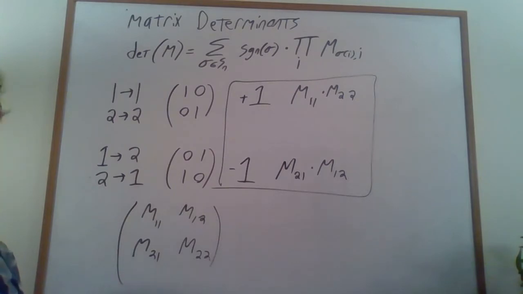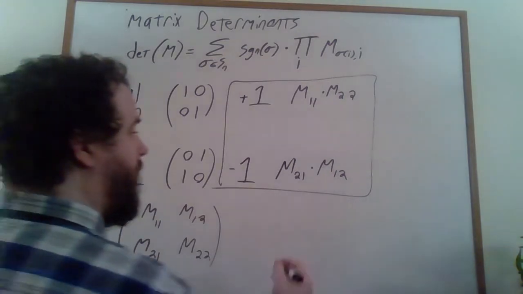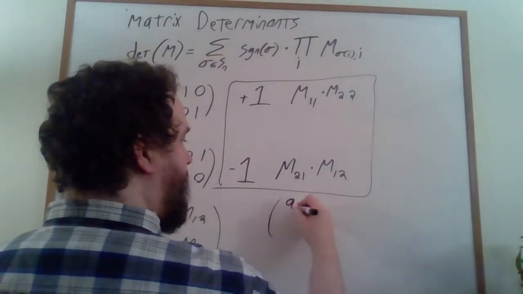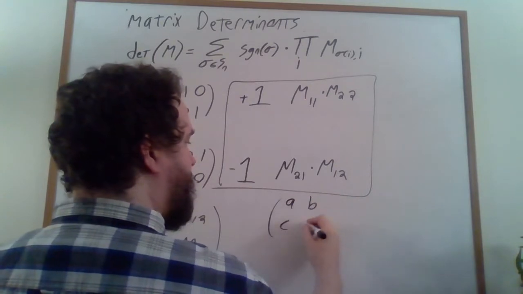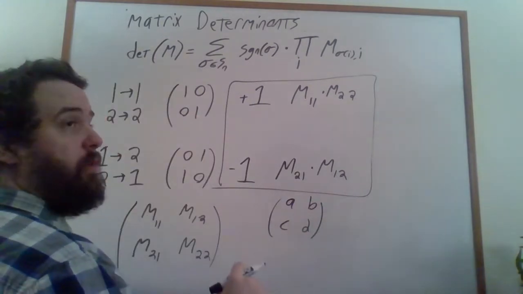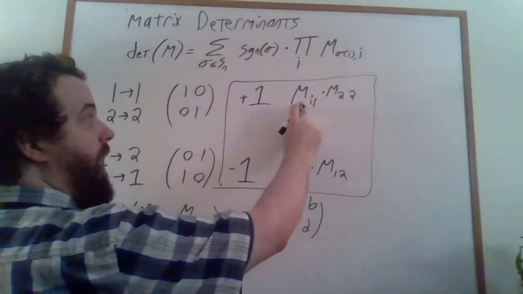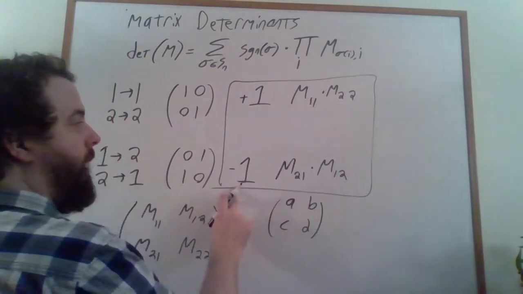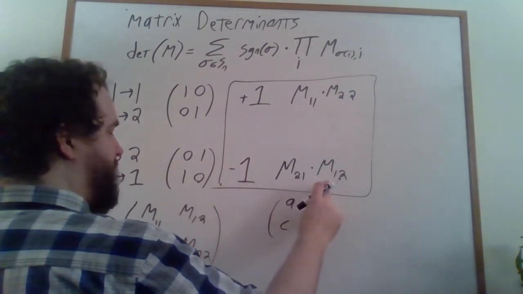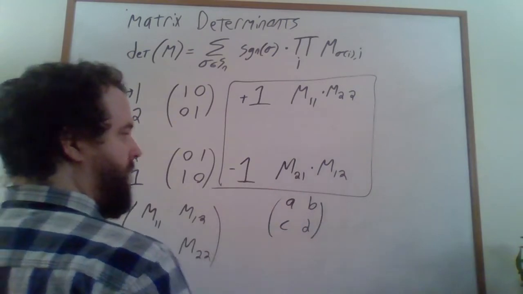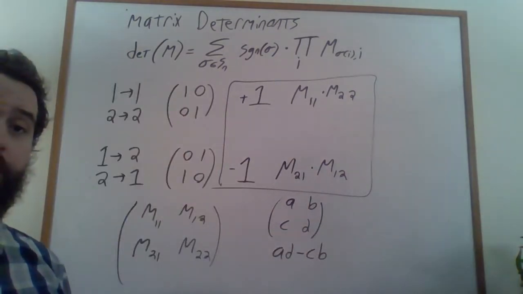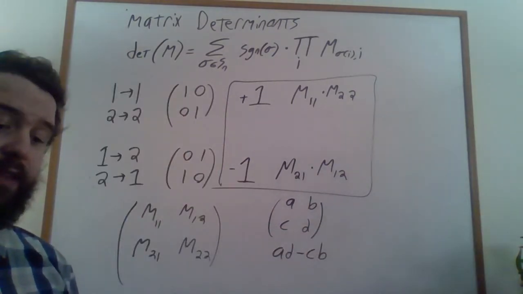And perhaps you've seen this formula before. This is the determinant formula for a 2 by 2 matrix. Typically it's presented, if we're looking at a matrix A, B, C, D, then the determinant is going to be positive A times D minus B times C. So that's the 2 by 2 case. Let's take a look at the 3 by 3 case.